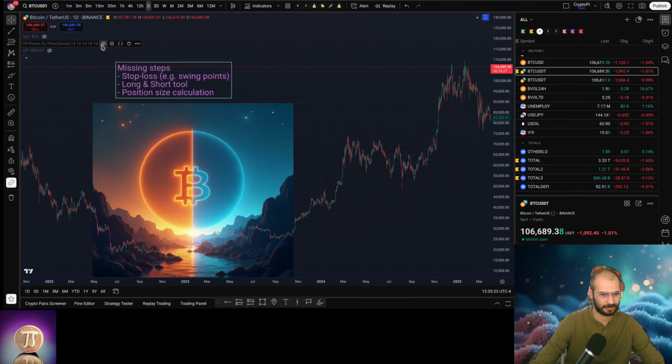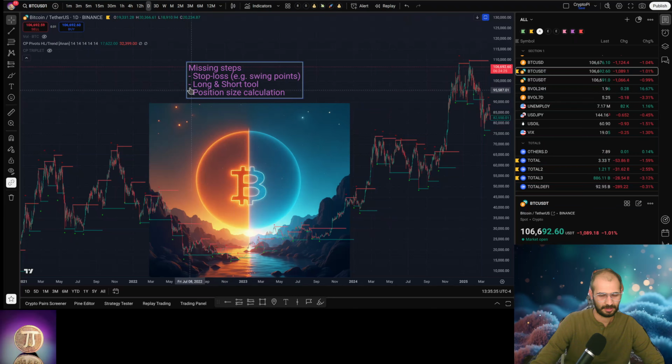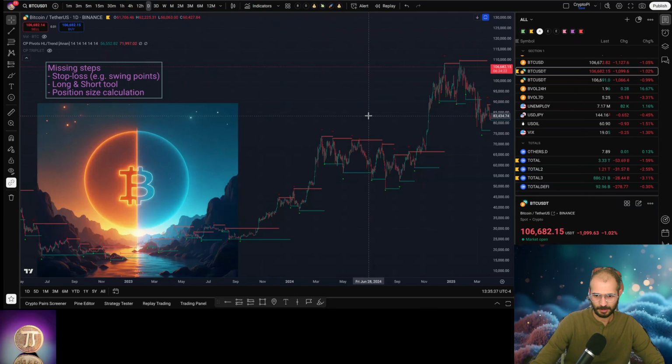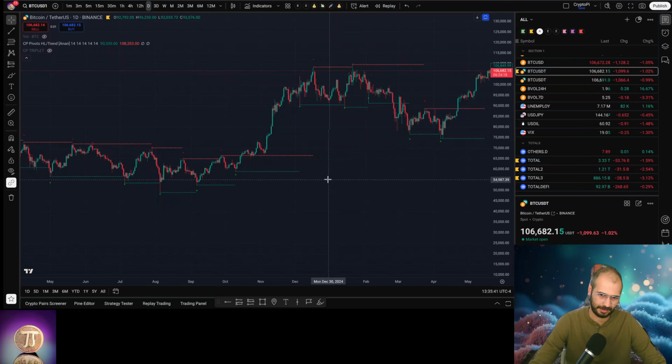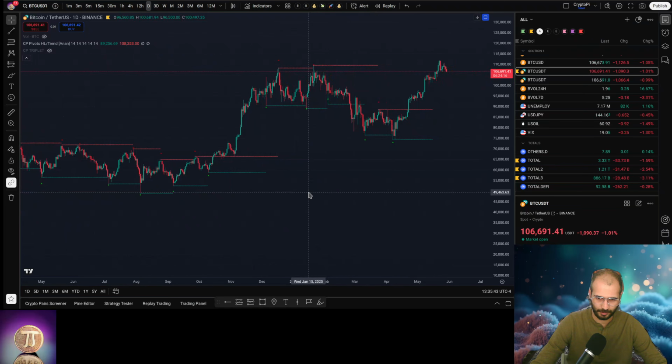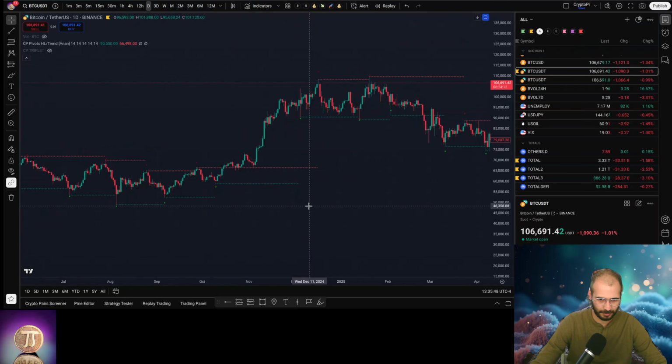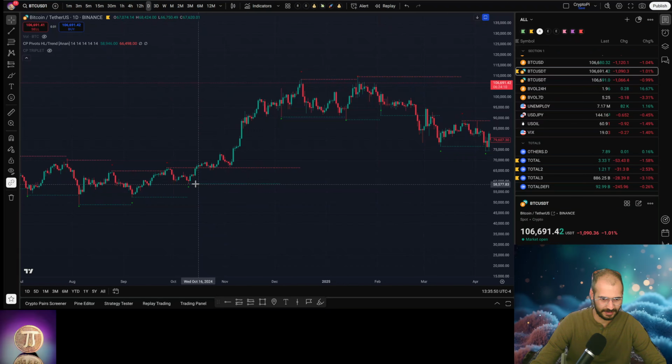Let's keep this on. Now comes the long and short tool. I introduced this very briefly in the last video, but let's look at it again. Let's take the example of 16th October again, and now we have this swing low here, which is marked by these green dots.